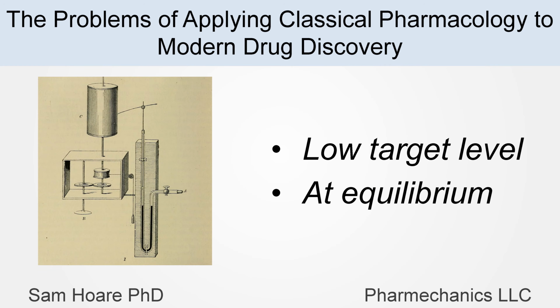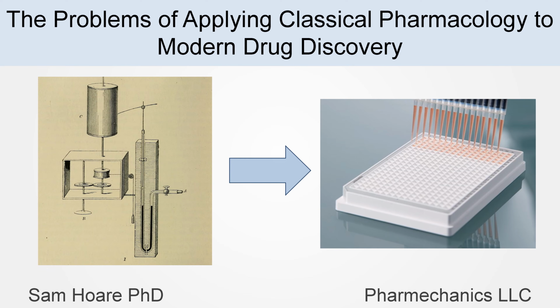The analysis makes certain assumptions appropriate for the assay systems of the time. First, it was assumed the target concentration was really low. Second, it was assumed that the binding interaction was at equilibrium. However, in the modern era, these assumptions are often broken by the assays we are using in the lab.